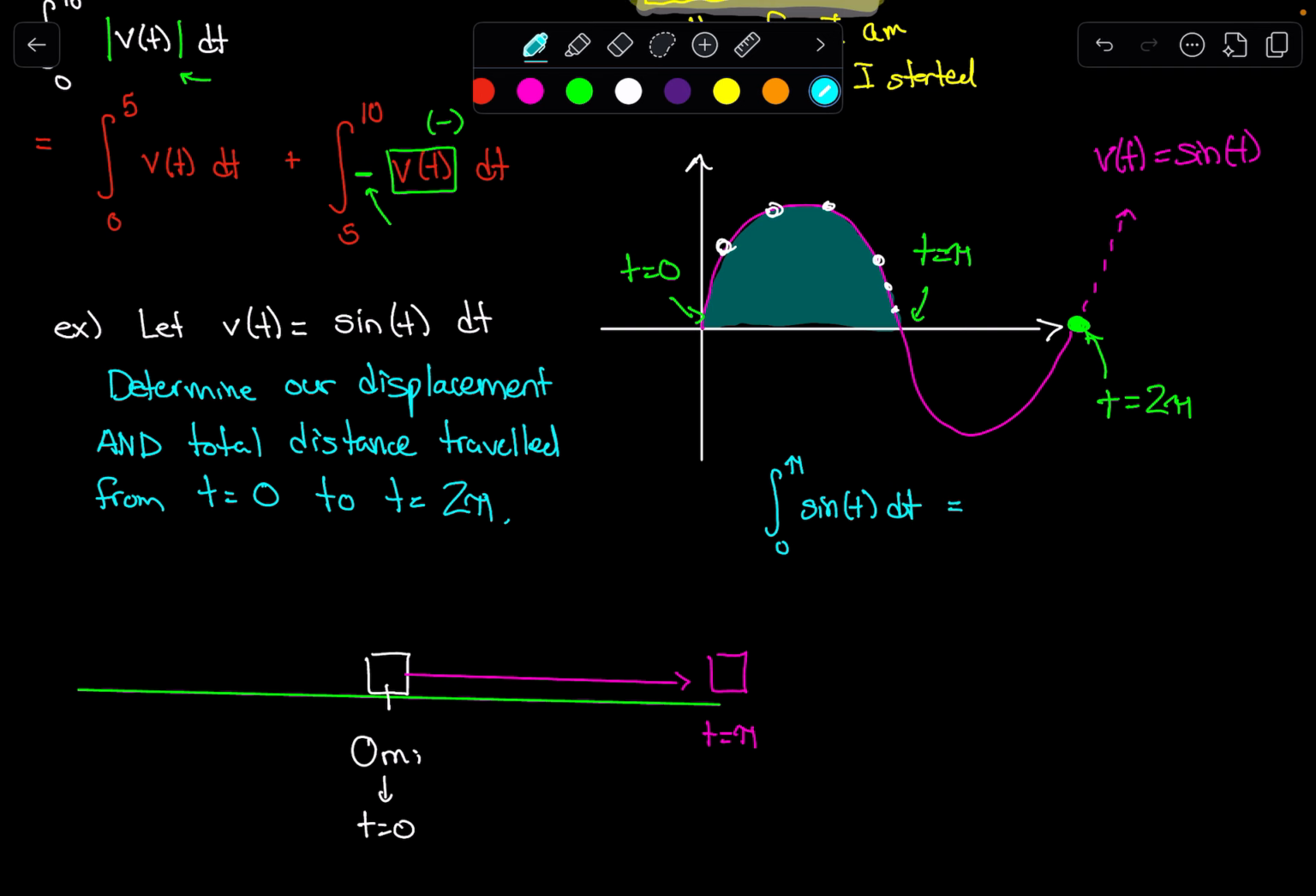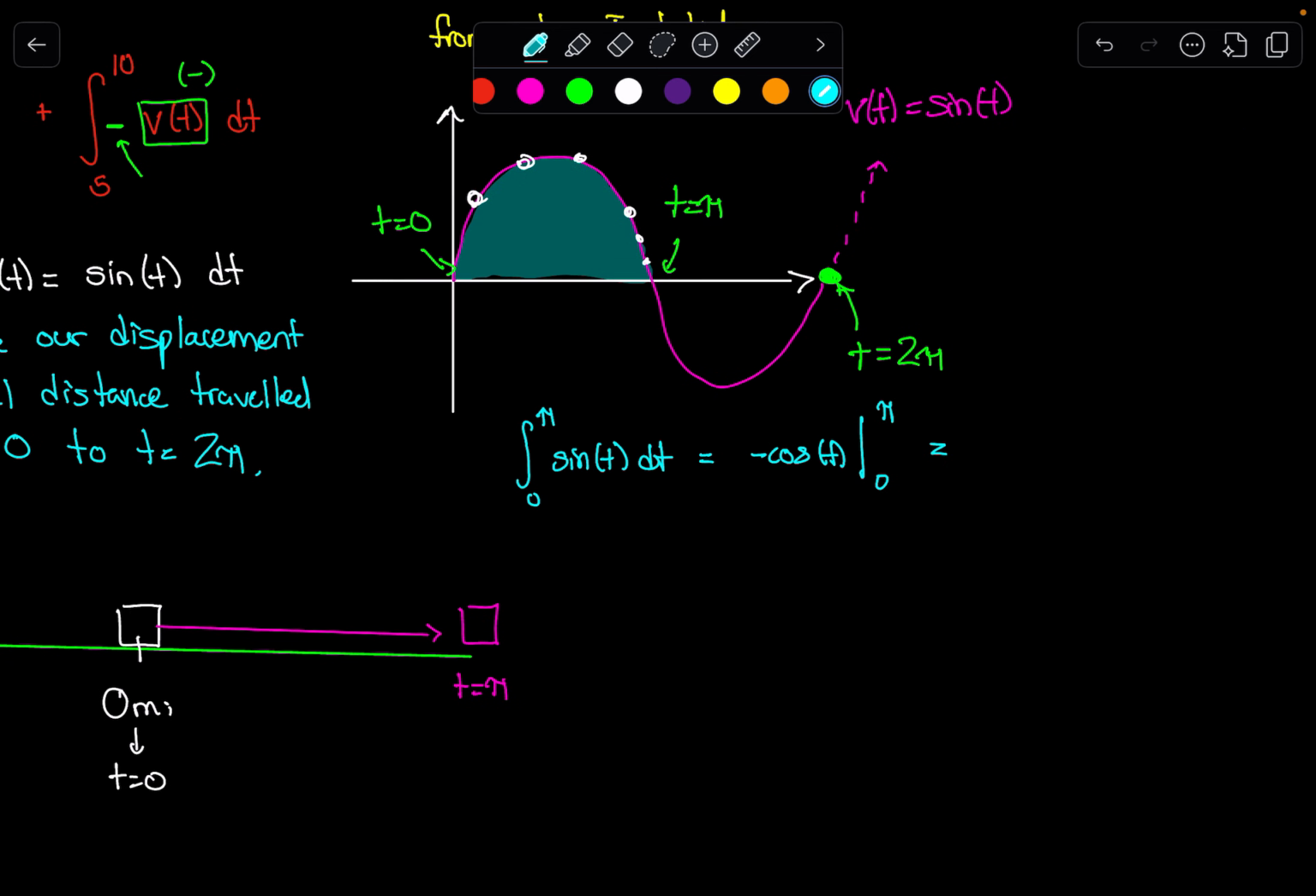Okay, so if I do this, what am I going to get? I'm going to get negative cosine of t, right? The derivative of negative cosine of t is sine, evaluated from 0 to pi. And I believe if we do this, we're going to get negative cosine of pi minus what we get when we plug in 0, so negative cosine of 0.